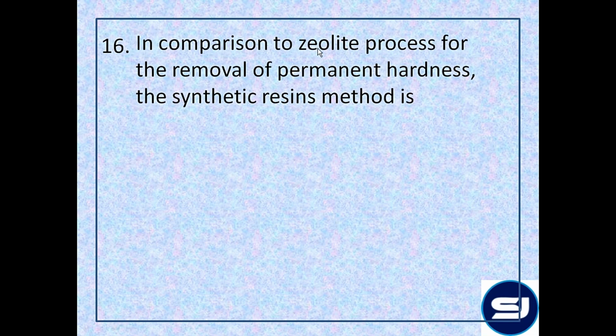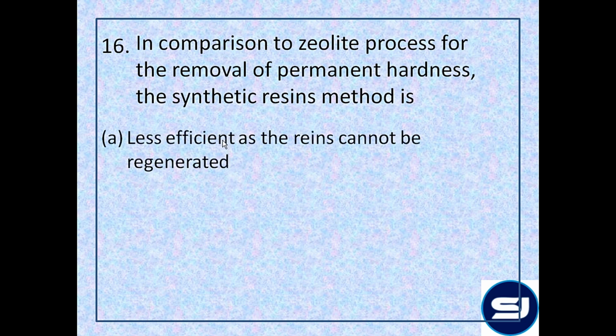In comparison to zeolite process or permutit process, for the removal of permanent hardness, the synthetic resin method is less efficient as a resin cannot be regenerated. No, in fact, the synthetic resin method is more efficient because it can exchange both cations and anions. And in zeolite as well as synthetic resin method, the resin could be regenerated in both the processes.